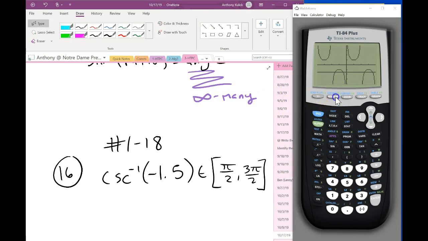So if I look at my window, I see that my tick marks are going up by pi over 2's. Right? 1.57 is like 3.14 divided by 2. So here's pi over 2, there's pi, and there's 3 pi over 2. This is the part of the graph that I'm interested in, this little section here.